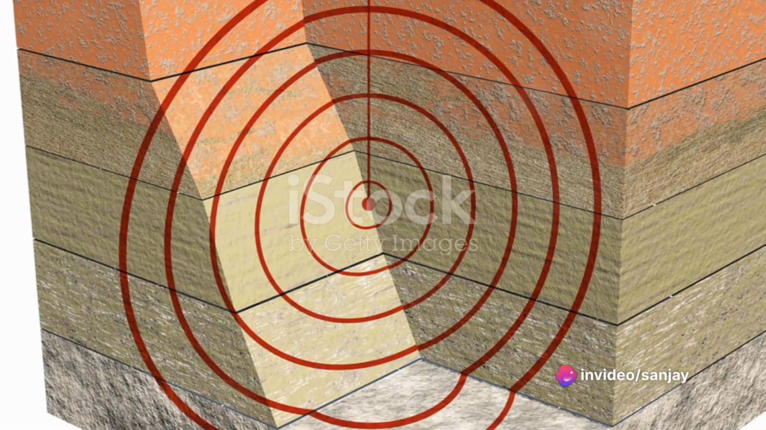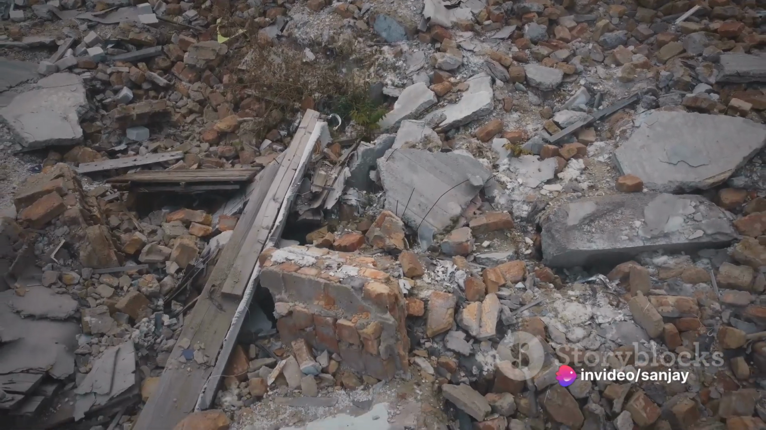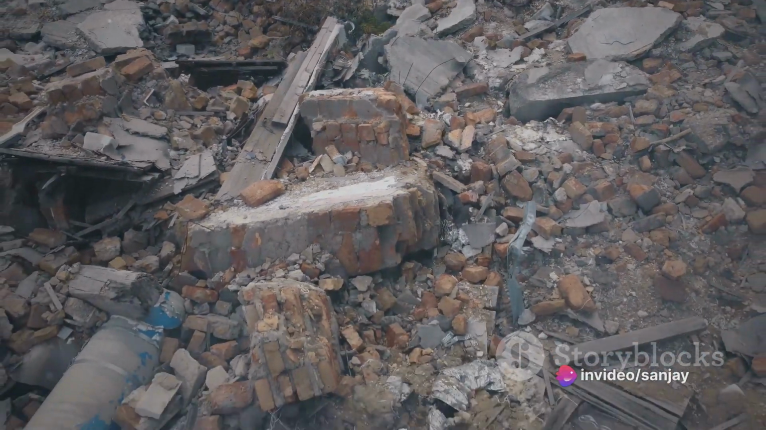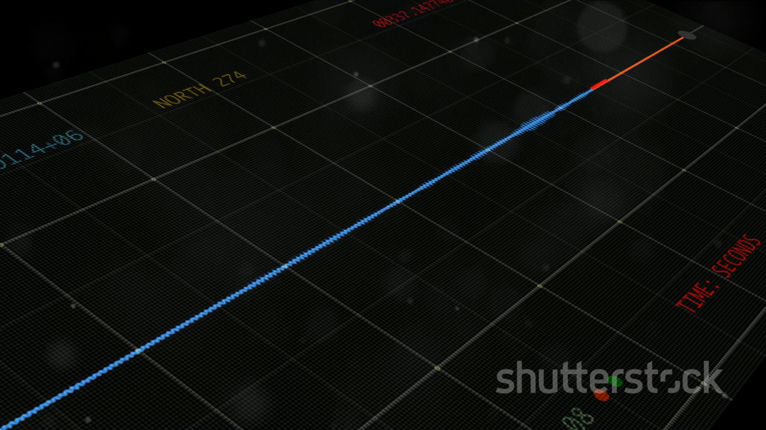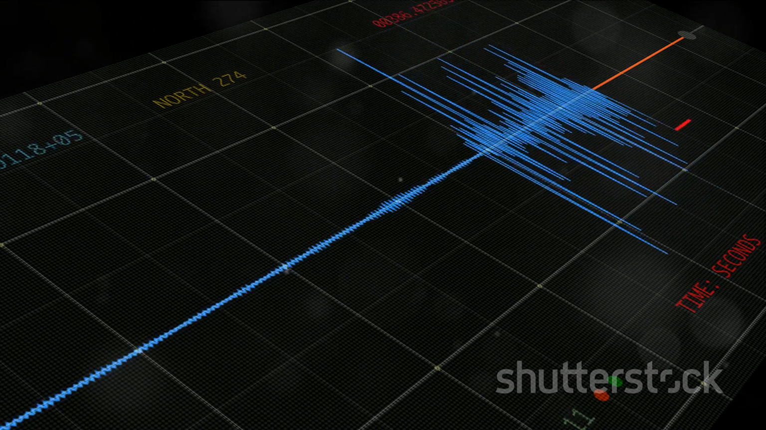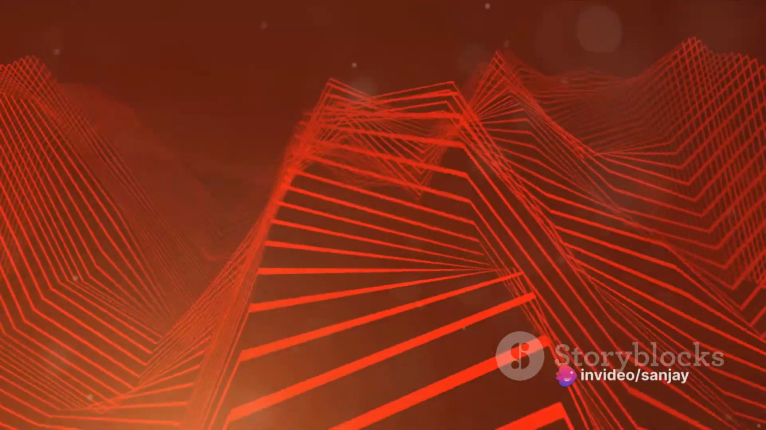Deep within the Earth, at a point called the hypocenter or focus. Directly above this point on the surface, we have the epicenter. The intensity of an earthquake is measured using the Richter scale, or the moment magnitude scale, both quantifying the energy released during the seismic event.